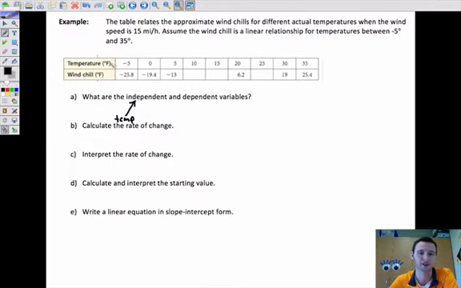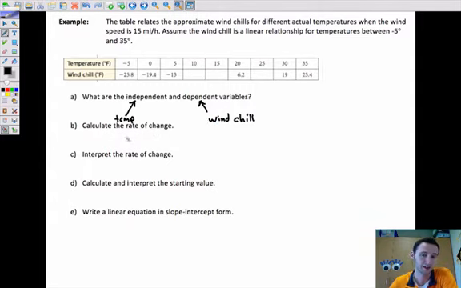Because temperature is not affected by wind chill. Wind chill is affected by temperature. So wind chill is the dependent variable because that's the one that depends on the temperature. The lower the temperature, the lower the wind chill. The higher the temperature, the higher the wind chill. Okay, but not necessarily the other way around. All right.